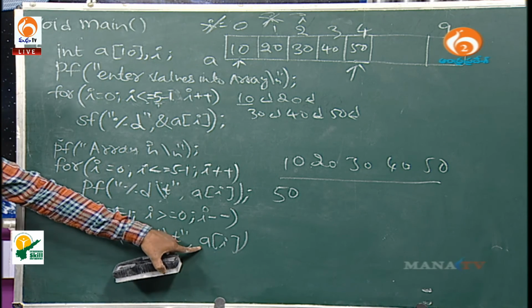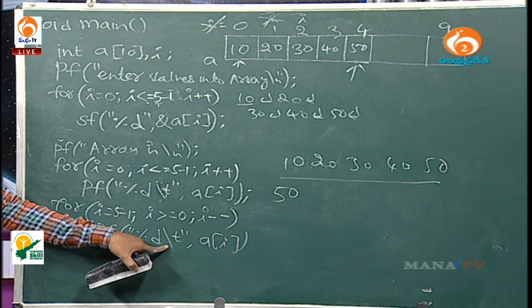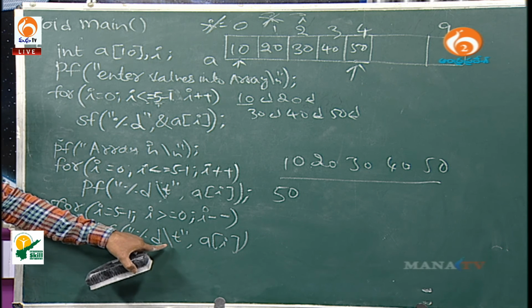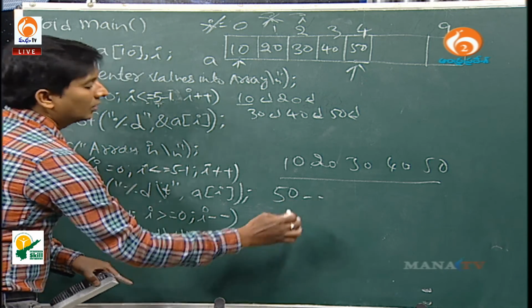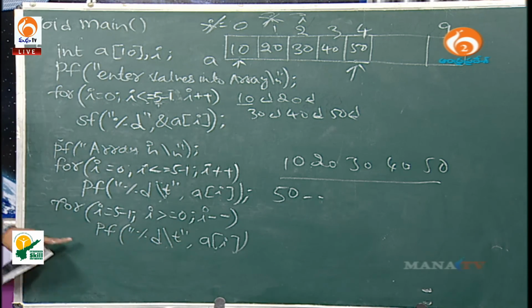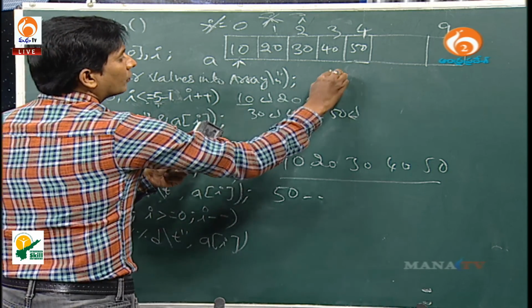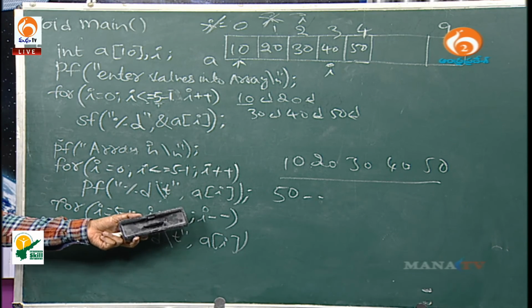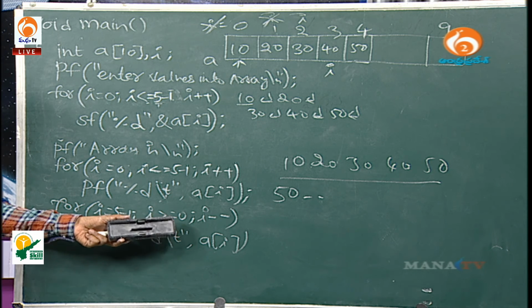After 50 is displayed, we are giving the tabular space. \t is an escape sequence, which gives the tabular space, meaning some space here. Next iteration, i minus minus means i equal to i minus 1, that is the meaning of i minus minus. Now i equal to 3.